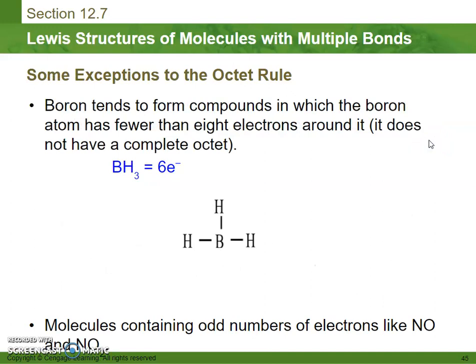There are some exceptions to the octet rule. Boron tends to form compounds in which the boron atom has fewer than 8 electrons around it, so it does not have a complete octet. All right, molecules containing odd numbers of electrons like NO and NO2- also do not follow the octet rule.